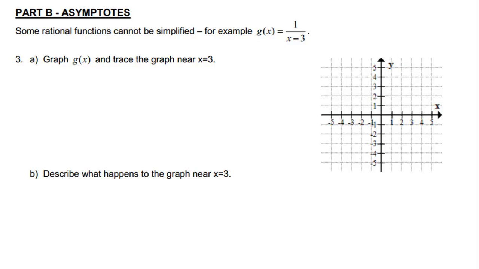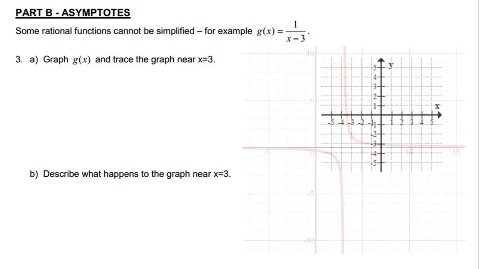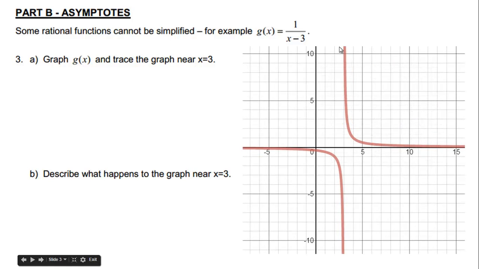So part B is about asymptotes. We actually saw this in the last unit. It's really just a review. And if we graph 1 over x minus 3, we see this graph here, and it's just your reciprocal function shifted to the right 3.